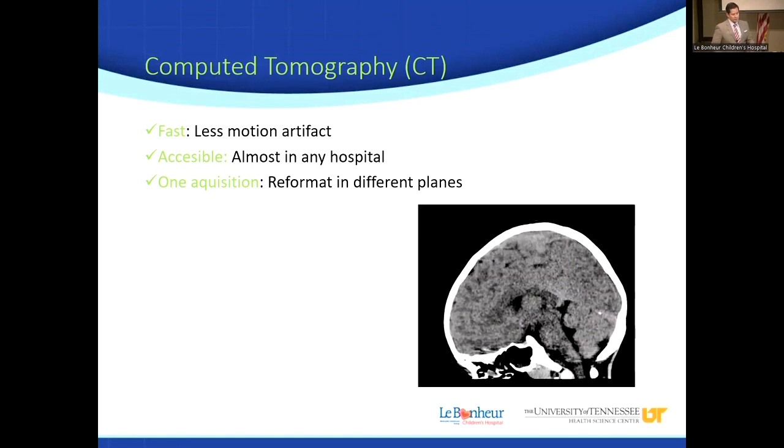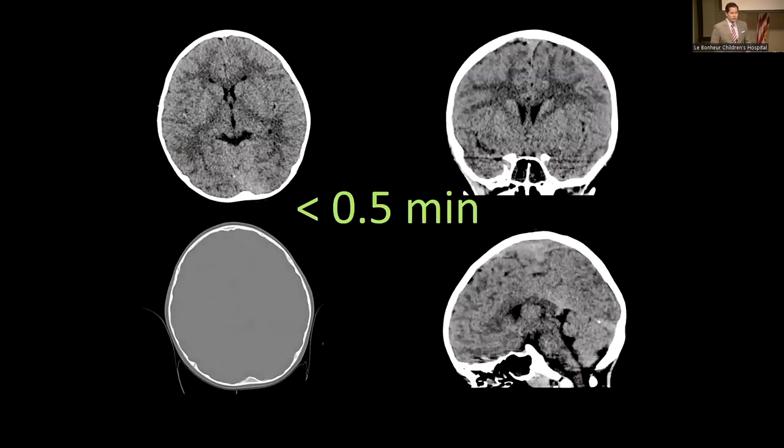It's really fast, so you don't have much motion artifact, and even if you have it, you can repeat it if it's necessary. It's very accessible because you can see it in almost all hospitals. You only need one acquisition, and then you can do reformats in different planes. For example, this is one acquisition. I put less than half a second, that is actually less than that. And you can get that pre-reconstructions.